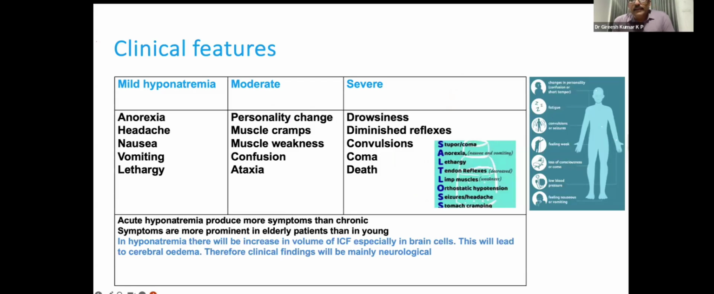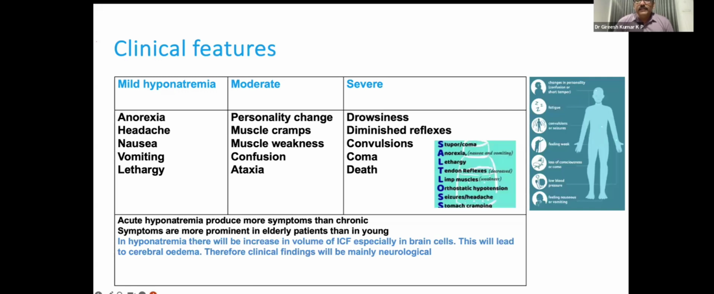Now, clinical features. Salt deficiency or hyponatremia mainly affects your CNS. So a mild hyponatremia patient can have anorexia, headache, nausea, vomiting. In moderate hyponatremia, you can have personality change, muscle cramps, muscle weakness, confusion. In severe hyponatremia, you can have drowsiness, diminished reflexes, convulsions, coma.